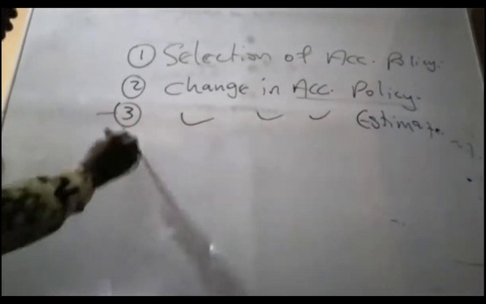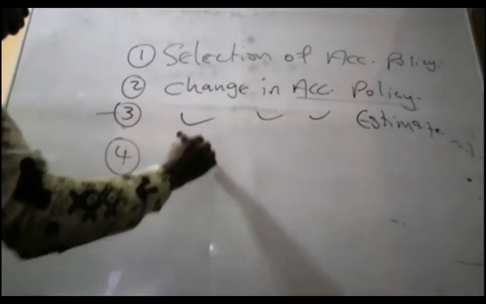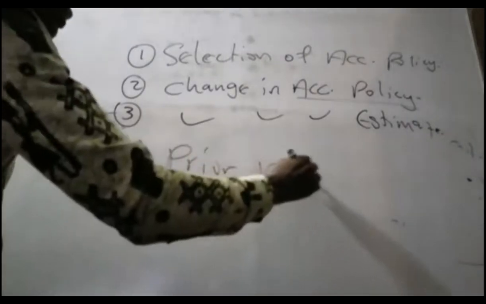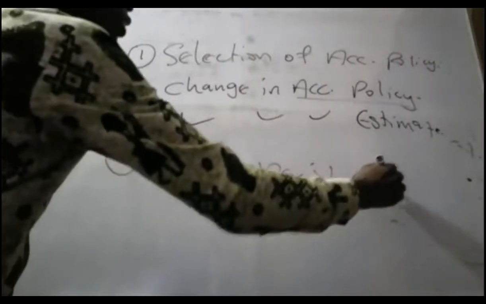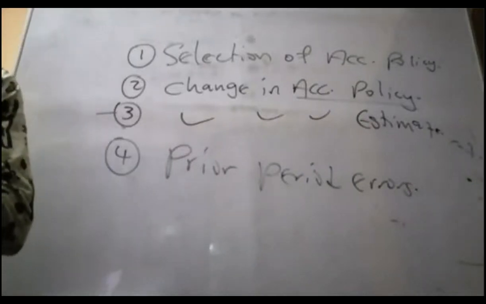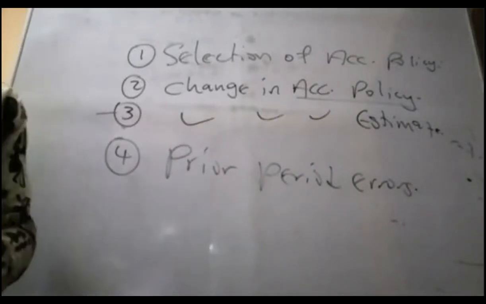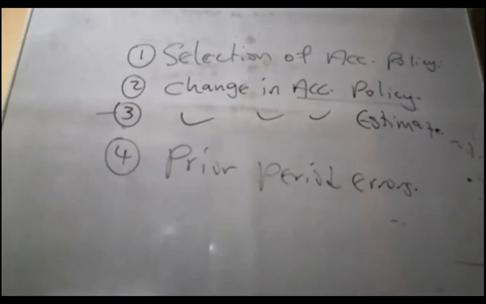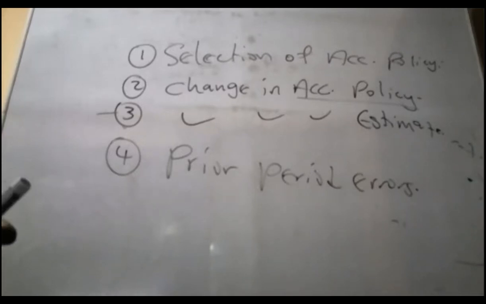Then number 4 is prior period errors. How do you correct prior period errors? You correct the error as if the error had never occurred in our books. So that is how we correct the error.